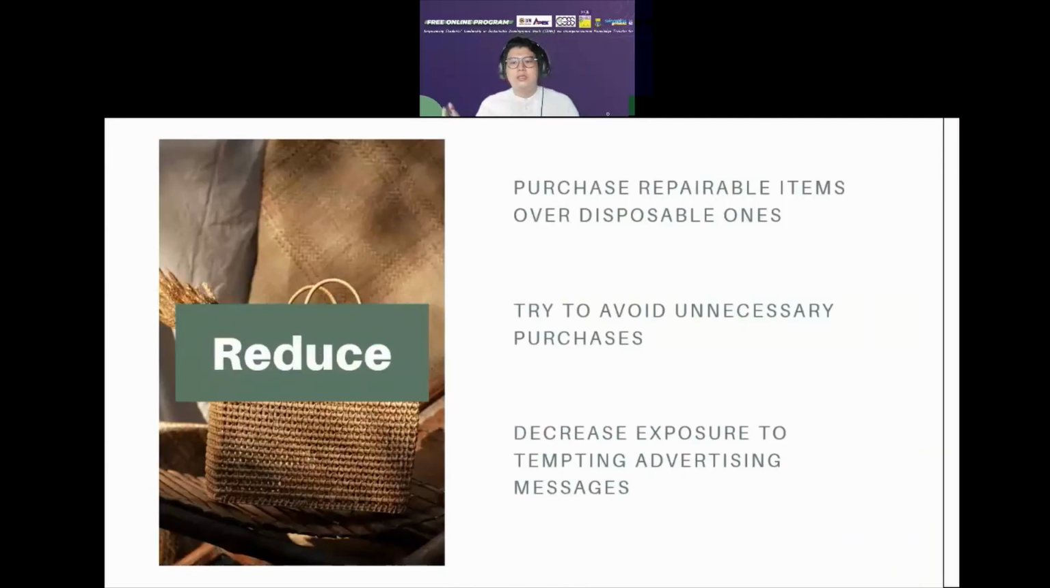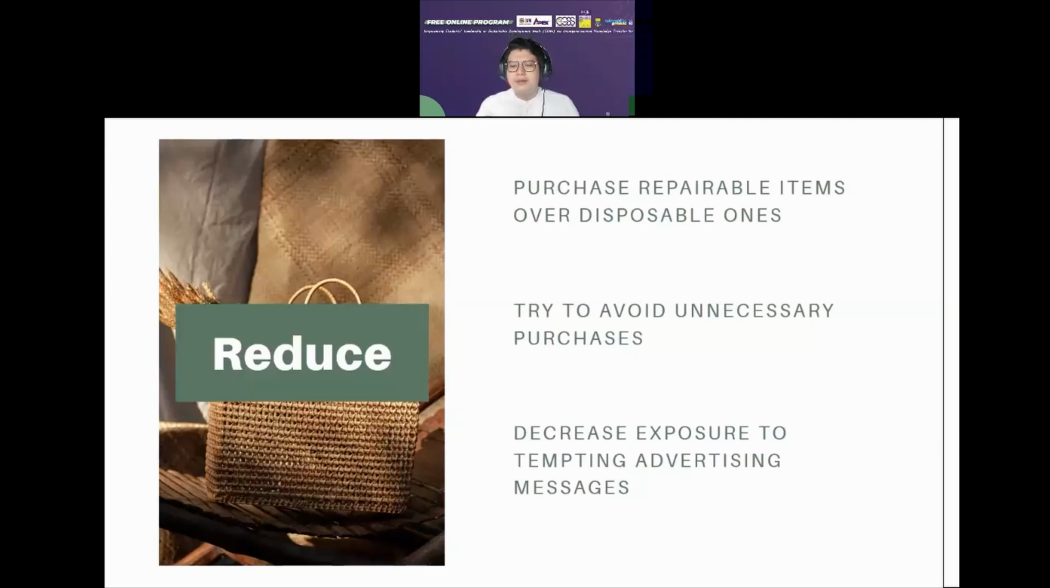How can we reduce? The next step is reduce. To reduce our trash, our waste, we try to purchase repairable items or non-disposable ones, meaning that if that item is broken, we can still repair it instead of just buying a new one, and try to avoid unnecessary purchases. Just purchase the things that you need instead of the things that you want. There's a difference, need and want. And also decrease exposure to tempting advertising messages.